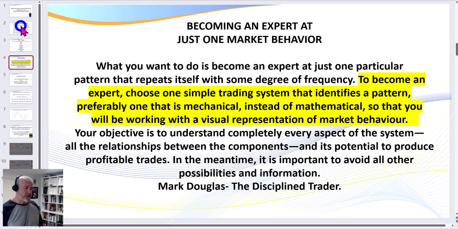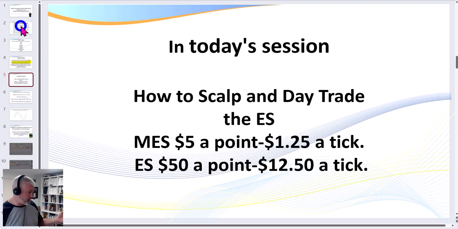Now, to become an expert, as the late Mark Douglas would say, choose a strategy that is pattern based. Because as humans we are very good at recognizing patterns, and that's what I'm looking for. So I'll explain these patterns as we get to the charts very soon, as I play back the recording.